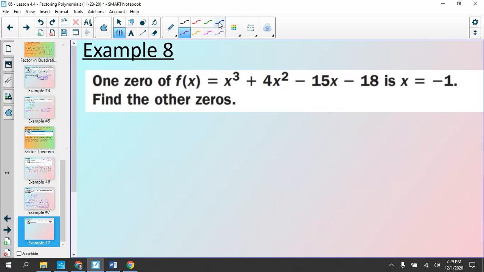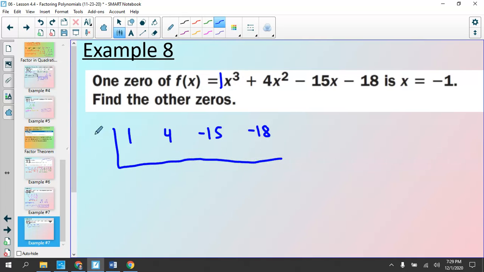All right, so we're going to start out with synthetic division. 1, 4, negative 15, negative 18. Now remember, when it says one of my zeros, it's actually saying this is one of my solutions. We're building in answers a little bit differently. So x equals negative 1. That's one of my answers already. It's saying, here's one of the answers, use this answer to help you find the other answers, as if we were solving this equation where this was equal to 0. So we want to make sure we use negative 1 out there.